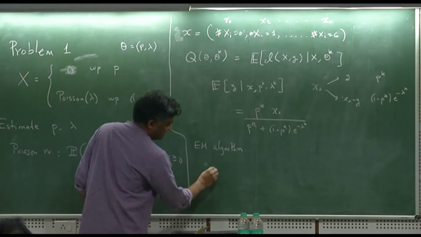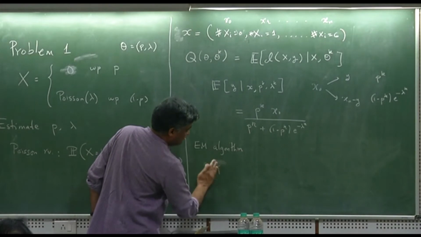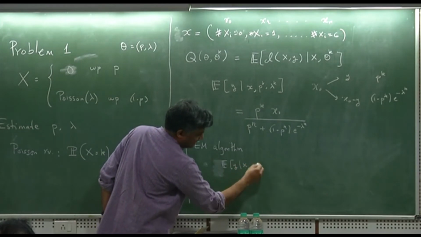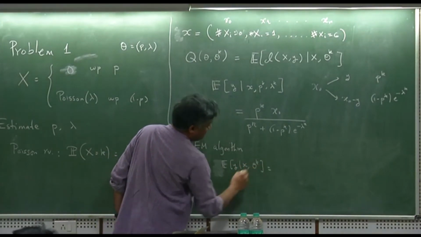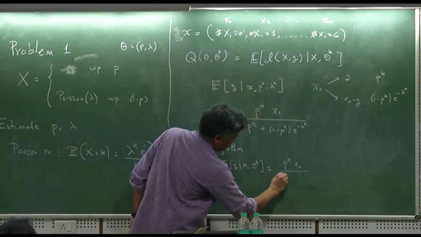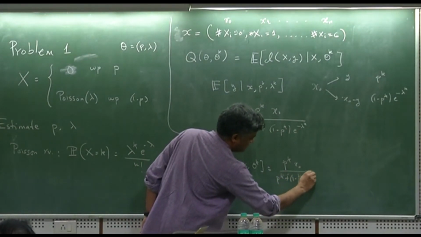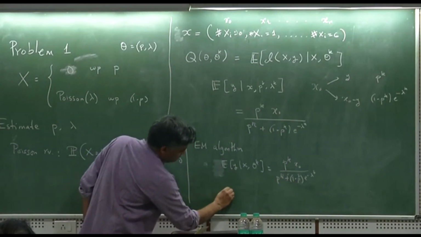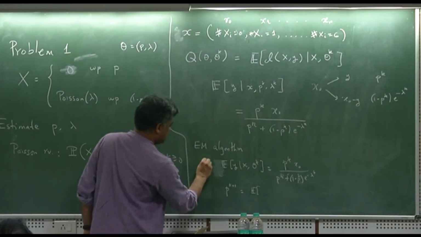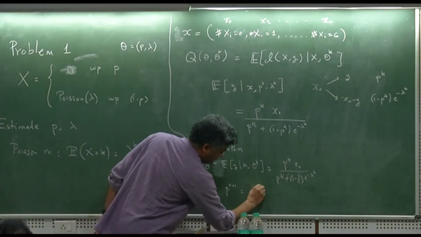So the EM algorithm basically says, I have that formula over there. Let's define it correctly. Let's say the expectation of y given x and theta k is going to be pk x0 divided by pk plus 1 minus pk e to the minus lambda k. My new value pk plus 1 is going to be the expected value of y. Instead of writing it again and again, I'm just going to call that y bar.